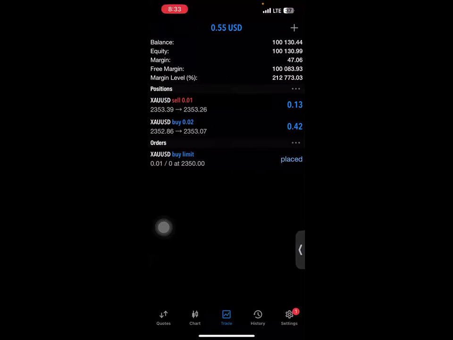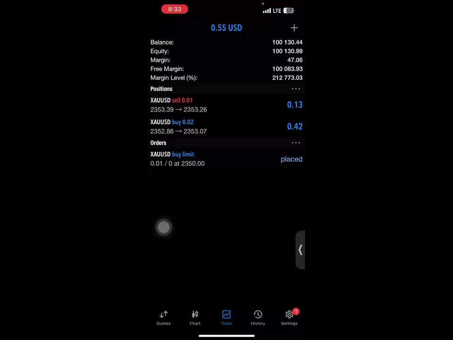You can only take partials if you have 0.02 as your lot size. If you have 0.02 and above as your lot size, you can take partials. If you have a 0.01, you cannot. It is only if you have a 0.02 that you can take partials, 0.02 and above. Now, what is taking partials?